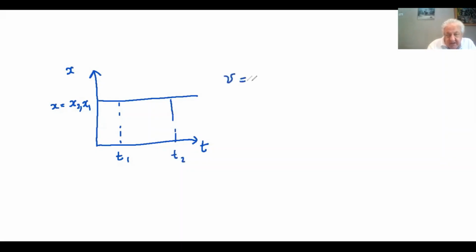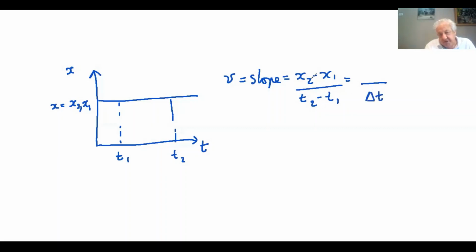Now let's have a look at the velocity. It equals the slope, x2 minus x1 over t2 minus t1. This is a finite interval delta t, but now since my final position is equal to my initial position, this interval is 0, giving me 0 velocity. So a horizontal line then means 0 velocity, and it means that I'm standing still. You can even see on the graph, x is not changing, because the line is horizontal. So for any value of t that I choose, the x value stays the same. So I'm just standing still.